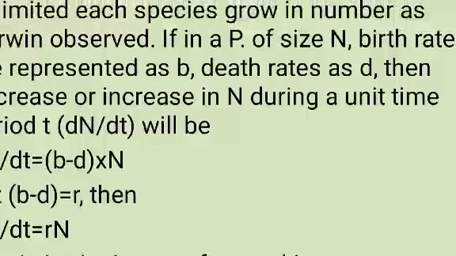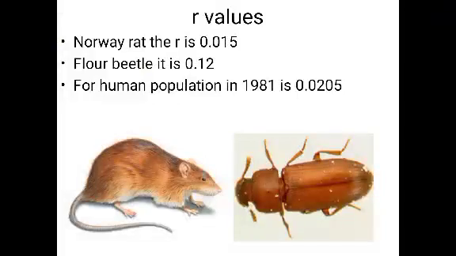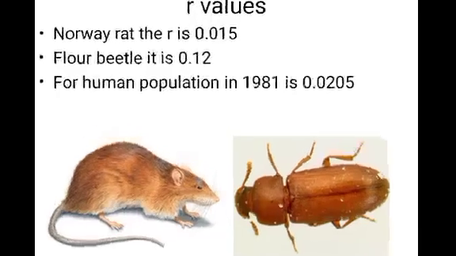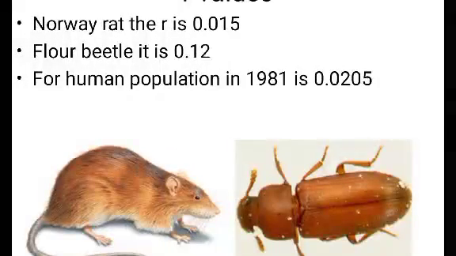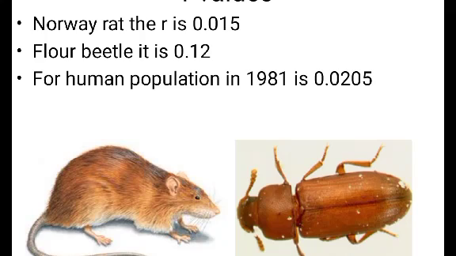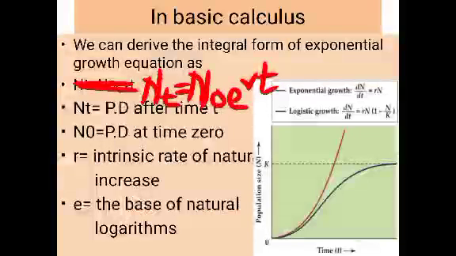Now, the r value of some of the organisms: the r value of the Norway rat is calculated to be 0.015, and the r value of the flour beetle, which is given in the picture, is 0.12. It is the beetle which you can find in rice flour or even in wheat flour. The r value of the human population in India in the year 1981 was found to be 0.0205. So this is the r value of some of the organisms.